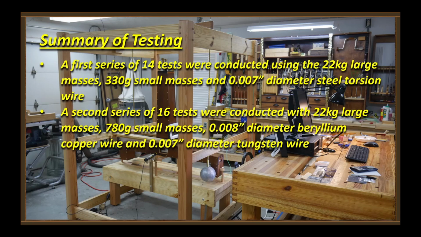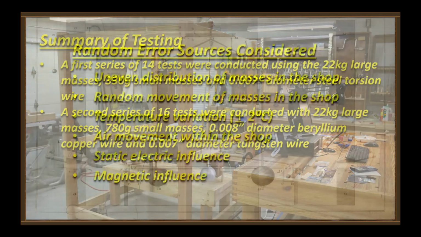Now we've done a second series of tests, and this time we have 16 tests. These were conducted again with the 22 kilogram large masses, but this time with the larger 780 gram small masses and 2 different torsion wires. One is a .008 diameter beryllium copper wire and the other is a .007 diameter tungsten wire. So those are the 2 test series that we'll take a look at.